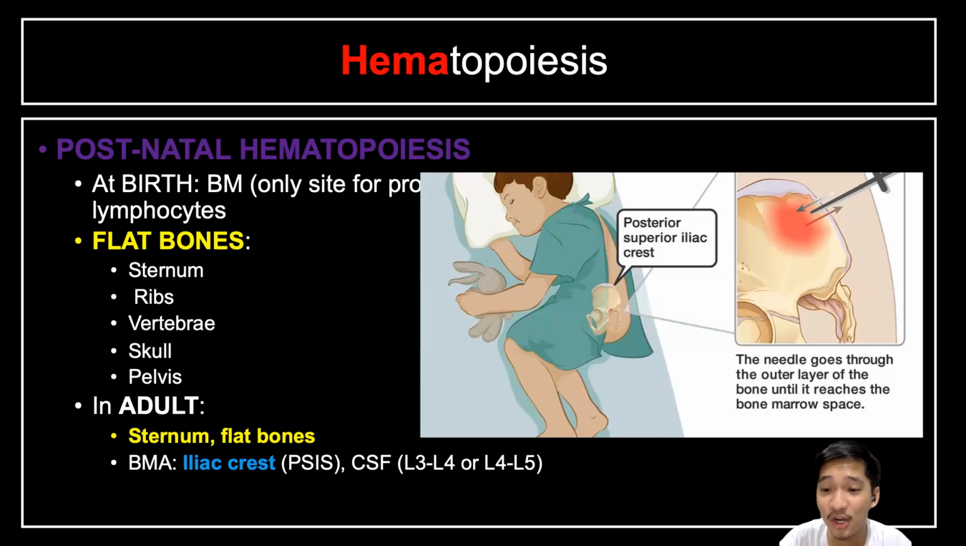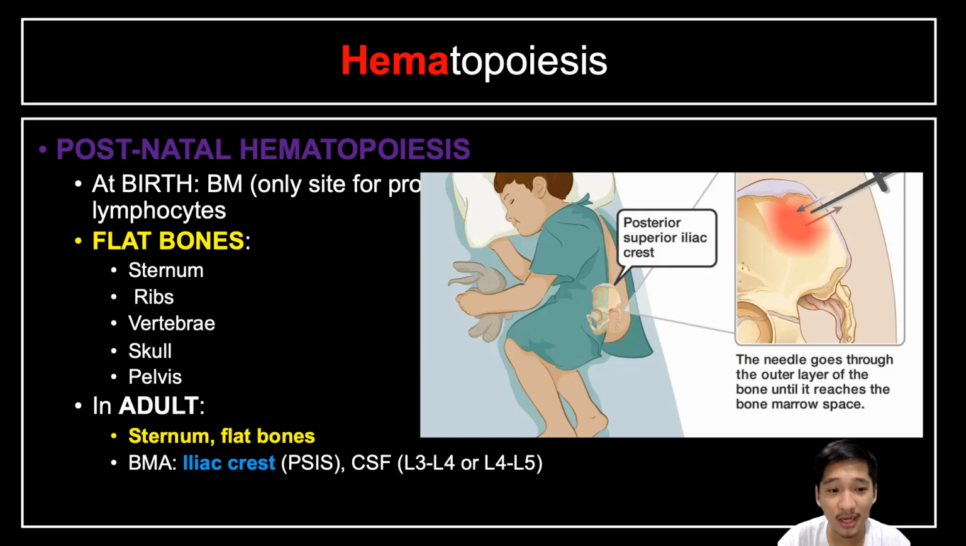These are in the sternum, in our ribs, in our spine or vertebrae, in our skull or cranium, and our pelvis. In adults, they are typically seen or formed in our sternum, in our chest here, in the sternum where our ribs attach, and we also have other flat bones.